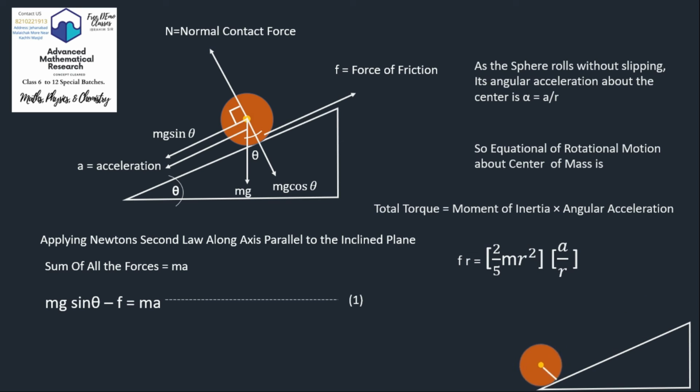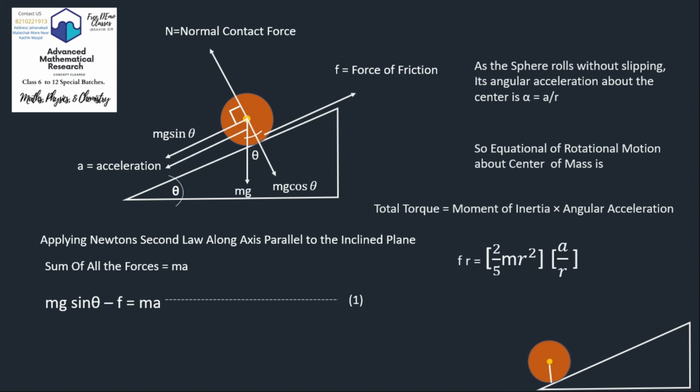So r cross f. Now the angle between r and the force of friction is 90 degrees. So r cross f will be equal to r times f times sine of 90, and sine of 90 is 1. So it will become f times r, and that is equal to the moment of inertia of this sphere.